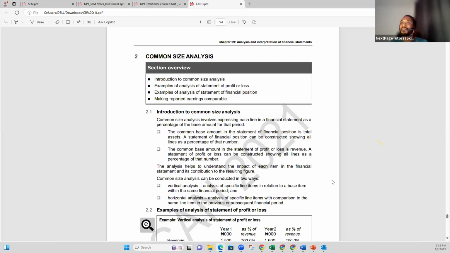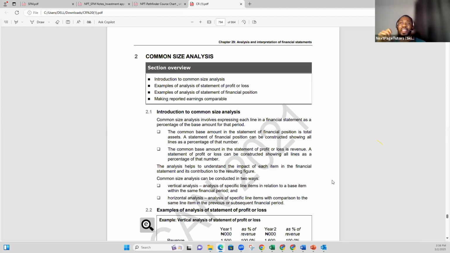Common size analysis involves expressing each line in a financial statement as a percentage of the base amount for that period. The common base amount in the statement of financial position is total assets. A statement of financial position can be constructed showing all lines as a percentage of that number. The common base amount in the statement of profit or loss is revenue. A statement of profit or loss can be constructed showing all lines as a percentage of that number. That's all common size is all about.